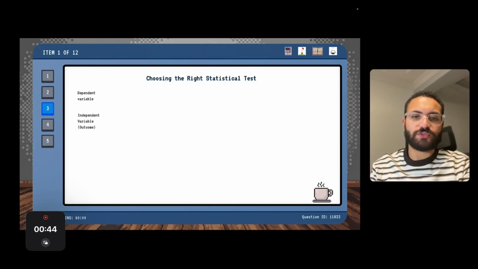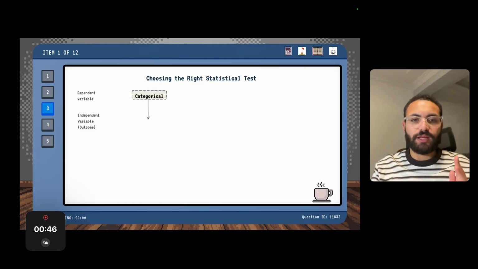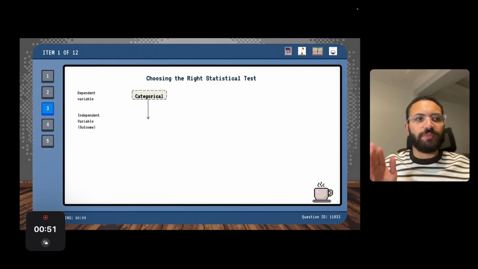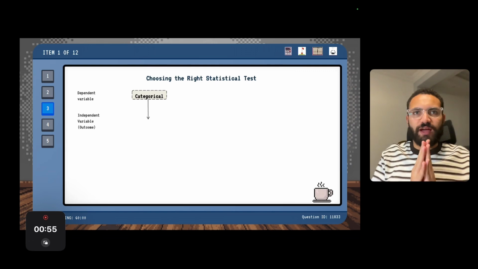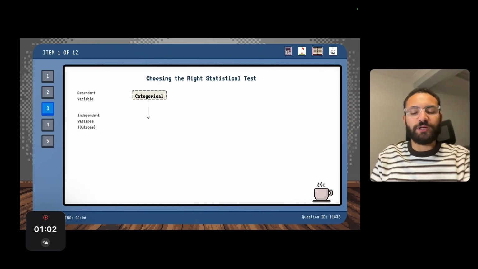So if we are starting with a categorical thing, like we are dividing the groups into male and females, diabetic and non-diabetic, etc., it's like a yes or no question, just a frequency, not a number, not an actual thing that can be measured by number. Then it's a categorical thing.